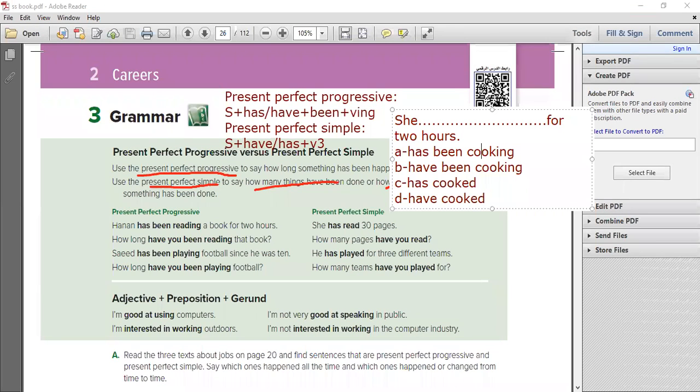Okay, I remember something. Let's just finish now. Type the adjective and then the preposition with the gerund. I just needed to remember that the verbs after I am good at, or she is interested in, or they are interested in, we don't say it's a verb.